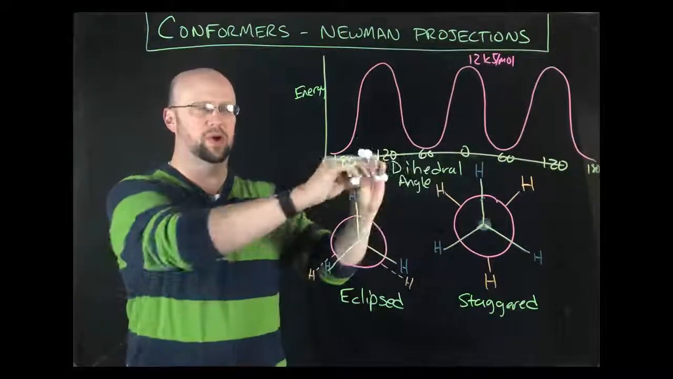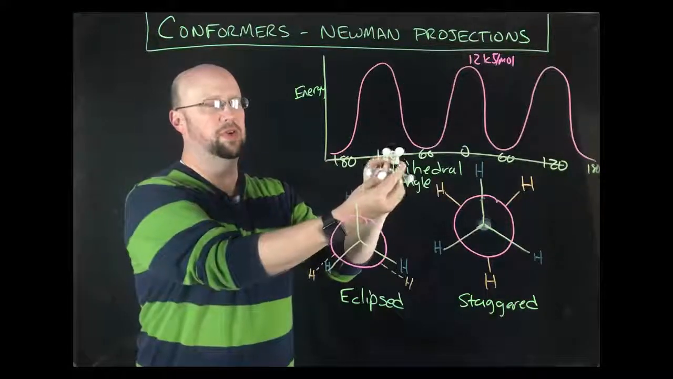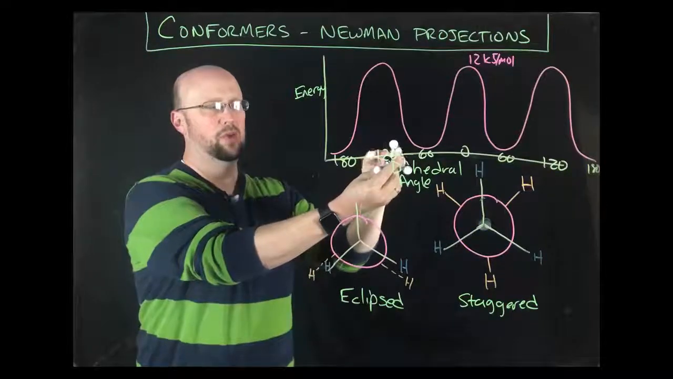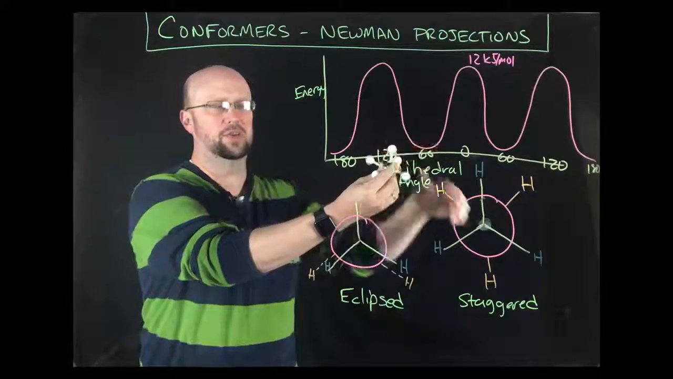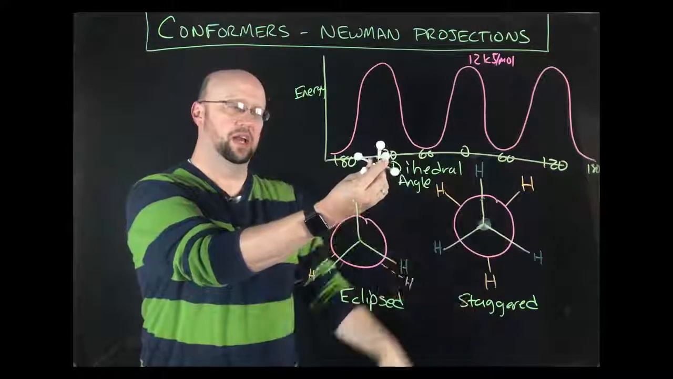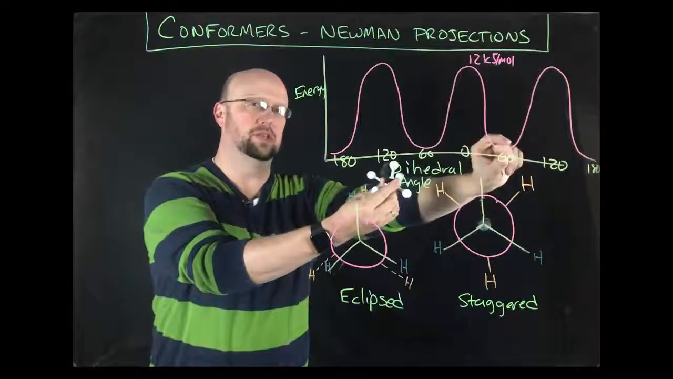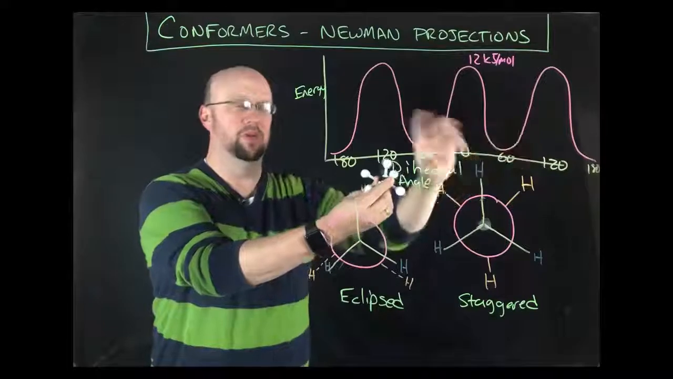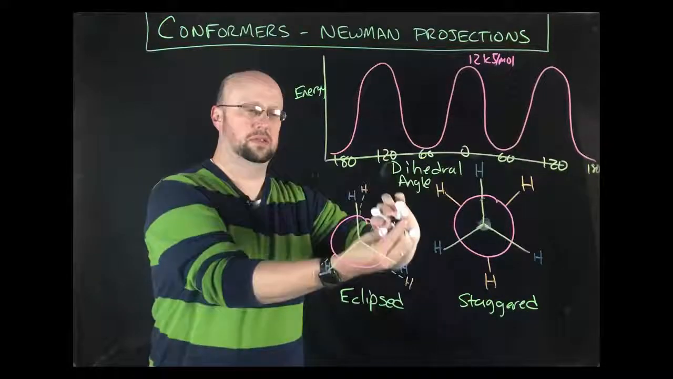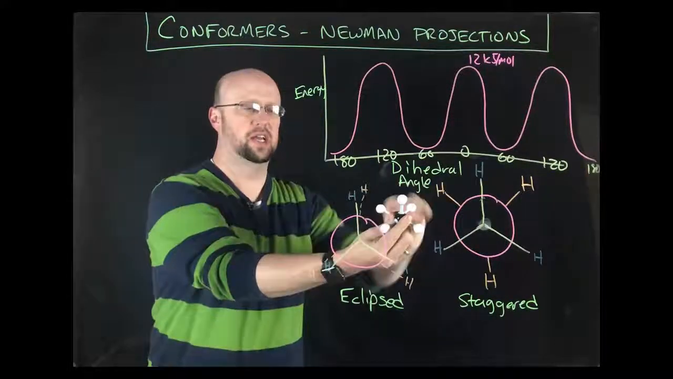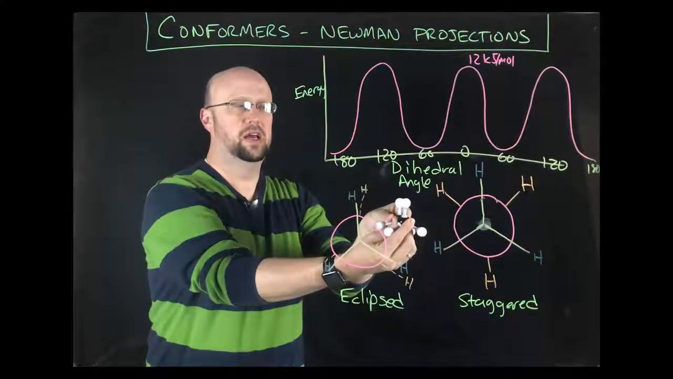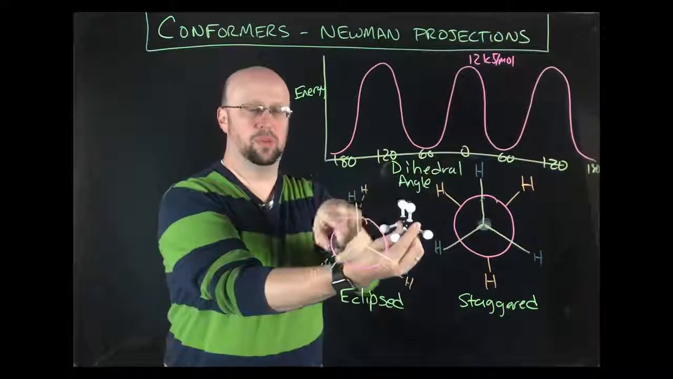Well, dihedral angle wise, what happens if we rotate this, and keep an eye on this carbon? We're going to rotate it so that it's 60 degrees away, which is what we have in our staggered model. So we went from really high energy down to our lowest energy. If we rotate it 60 again, we're now back up to the top because we're back up to an eclipsed model.